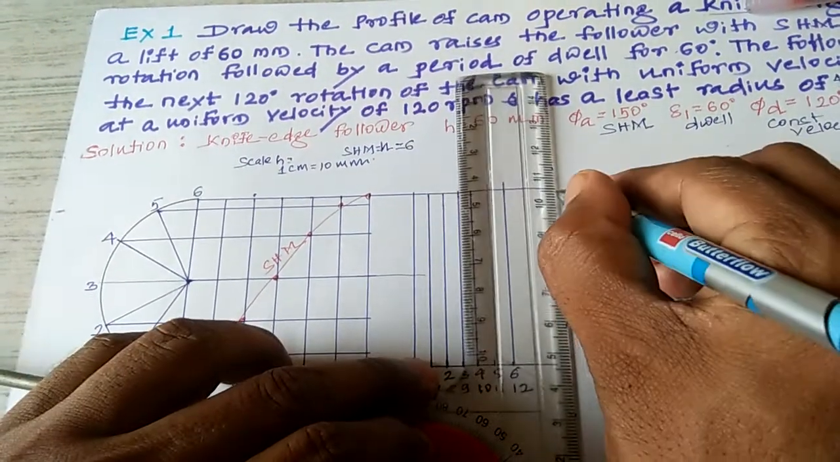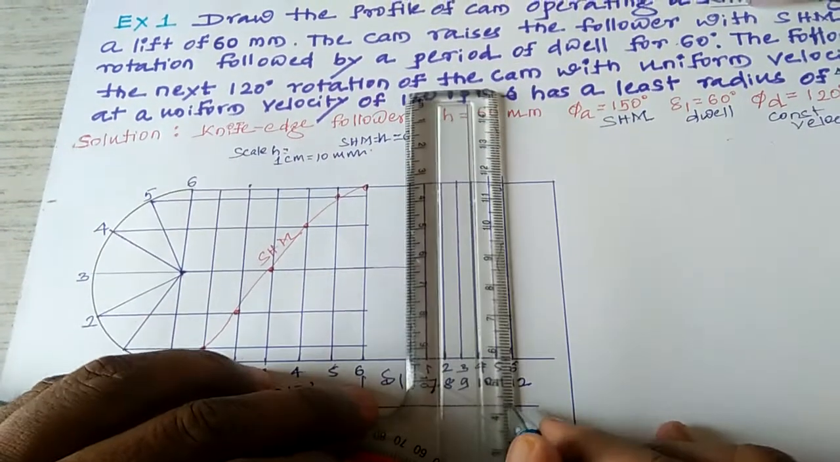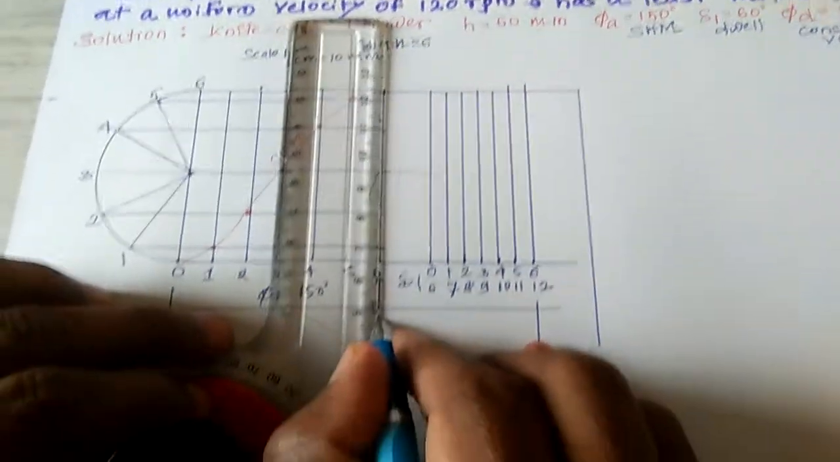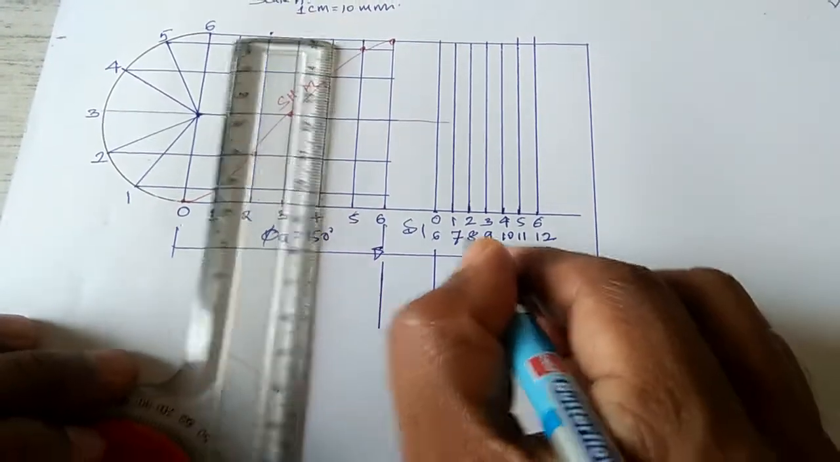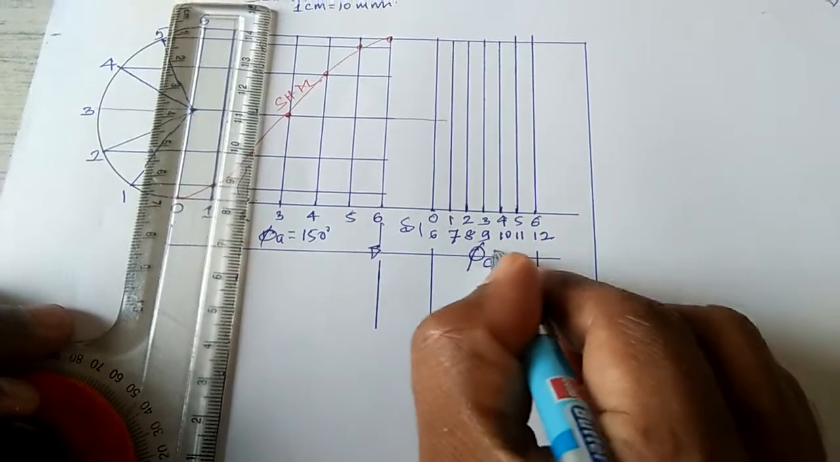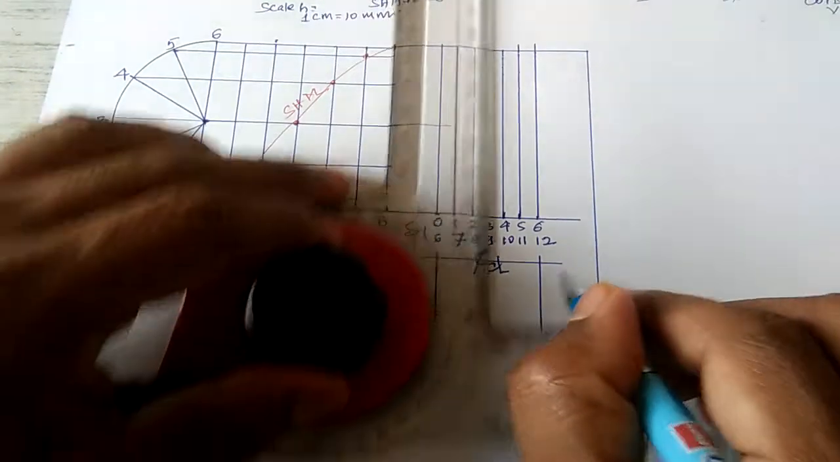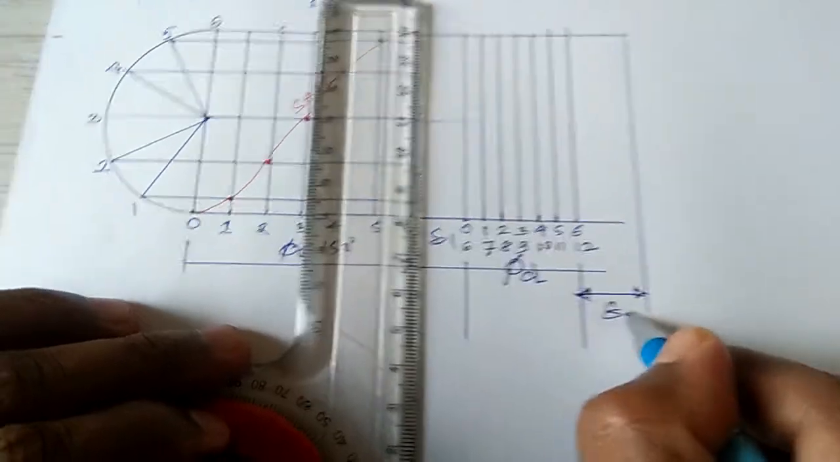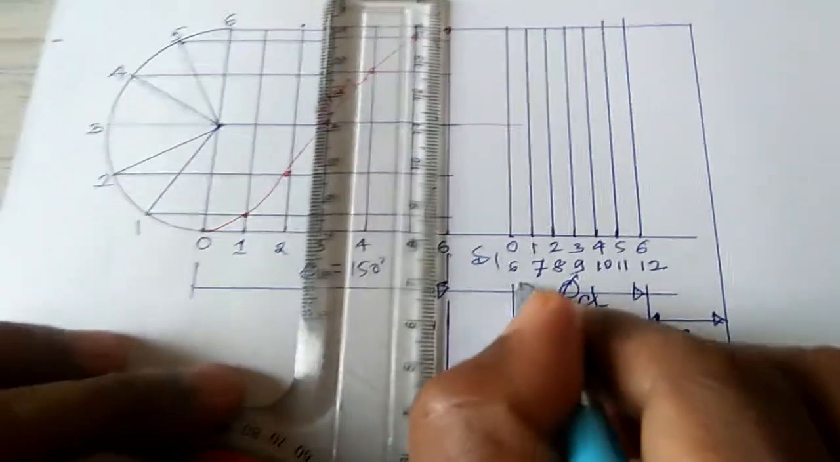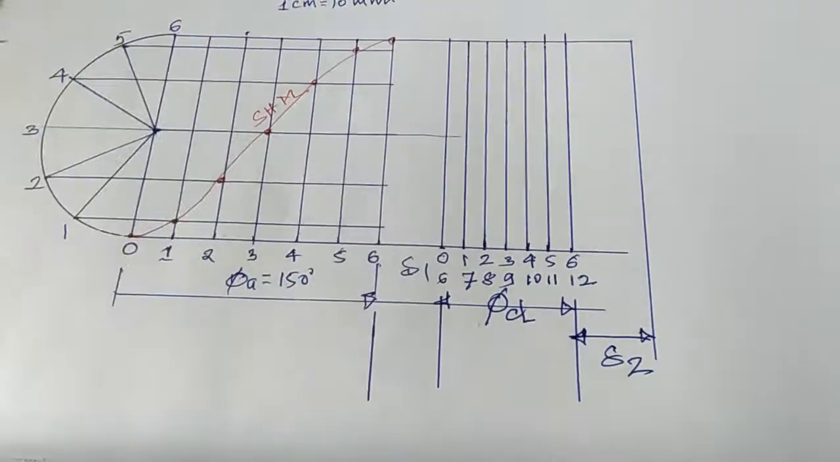Then it is followed by the dwell period. The next dwell period is written this way, the second dwell period. This is descending, phi d. This is delta 2. The remaining is delta 2. You mention it also. This is descending, that is uniform.